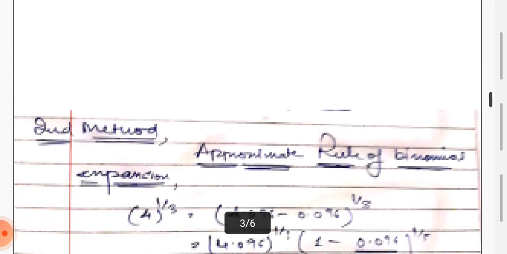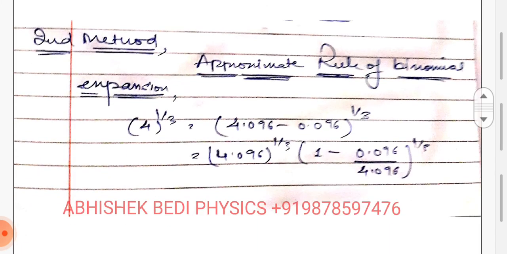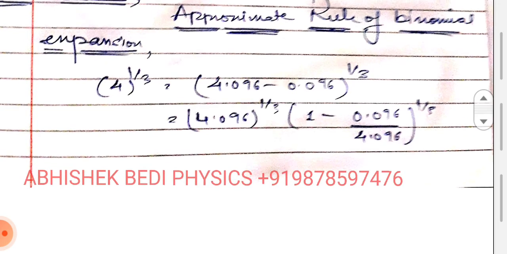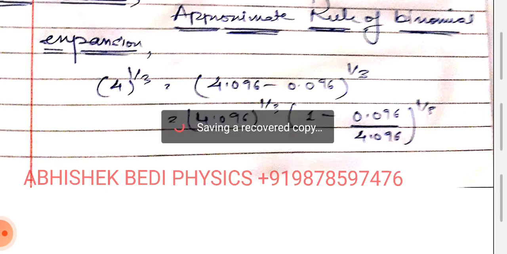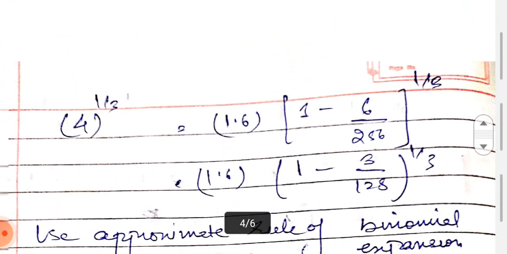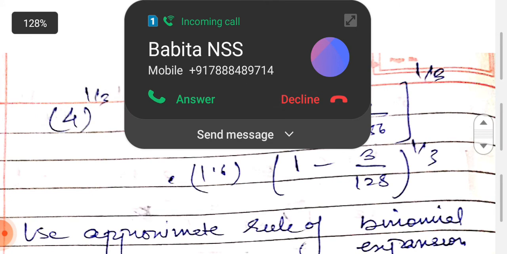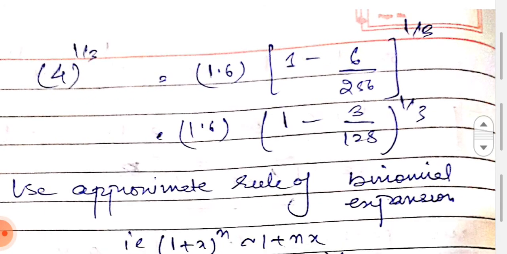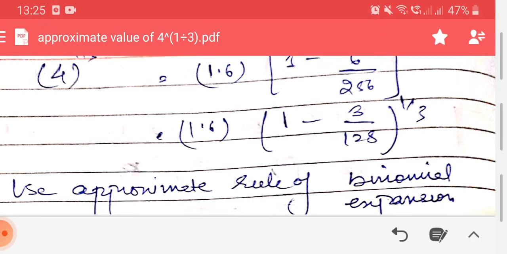Second is again binomial, but it is the approximate rule of binomial expansion. Here we start from the same step: 4 to the power 1 by 3 written as 4.096 minus 0.096, to the power 1 by 3. You need to take 4.096 to the power 1 by 3 common. By doing so, you will get this kind of expression in front of you, and after further solving, the final expression would be like that. Okay, I'll let you know what we do further.